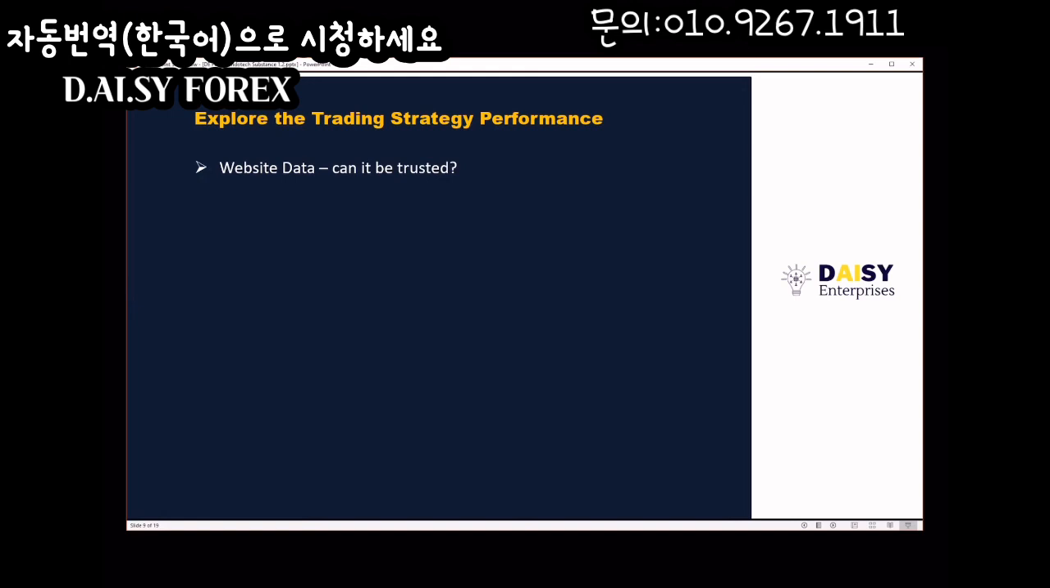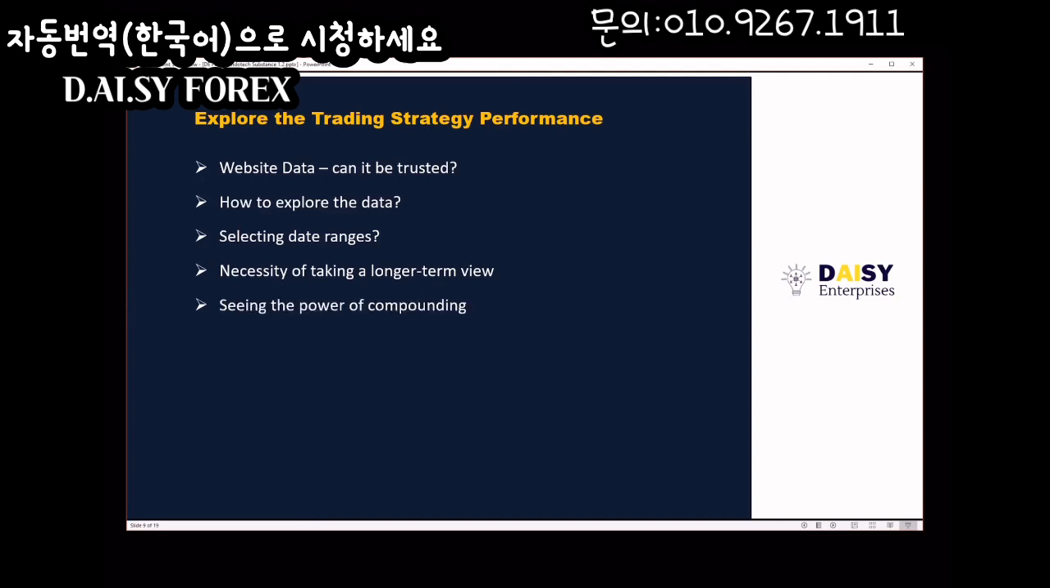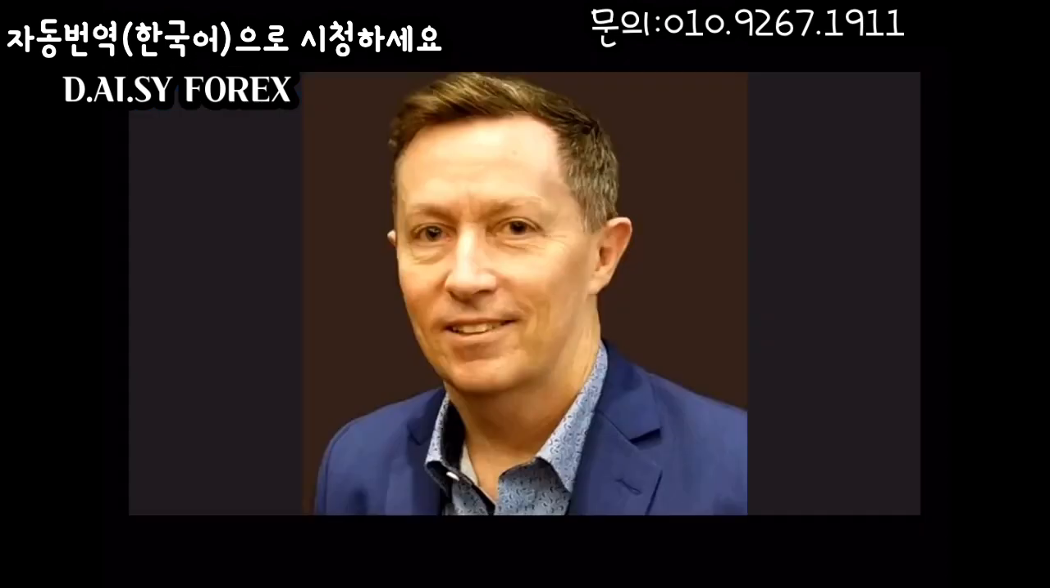So from my point of view, 4 different accounts cross-verified means that I have a high probability of trust in the data I'm finding on the website. So when we go to the website, I'm also going to give you a little bit of understanding how you can explore the data yourself, how you can select data ranges and see what happens over a period of time. We also, when we look at those graphs, we're going to talk about why we need to take a longer term view when it comes to real live trading. And we're going to see the power of compounding. So let's just swap back to the ENDOTECH website.